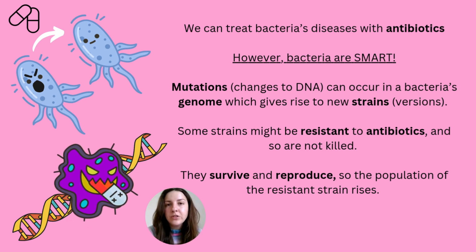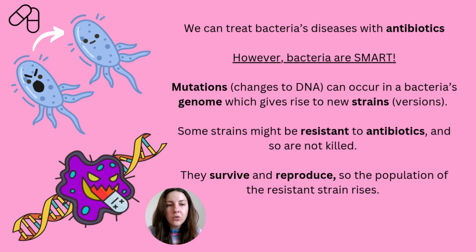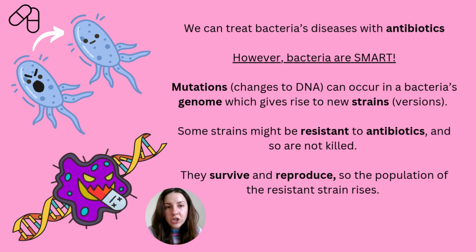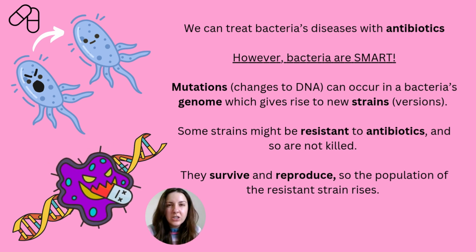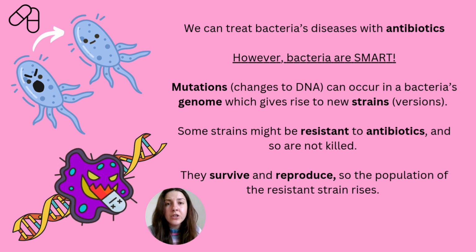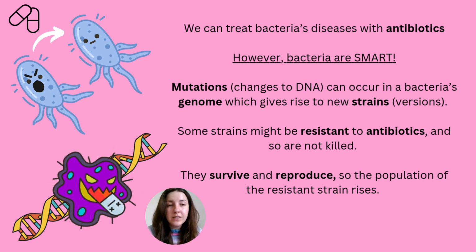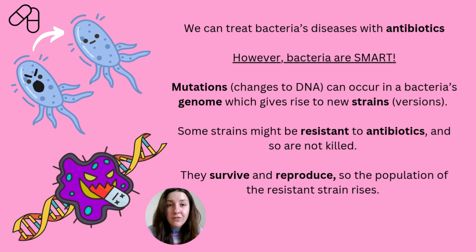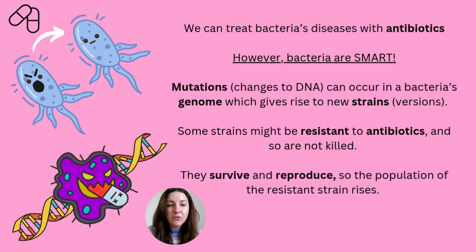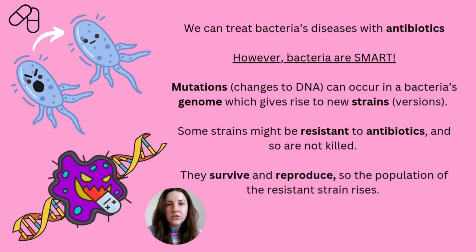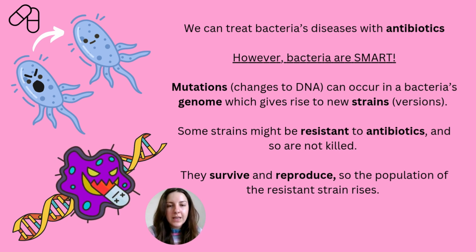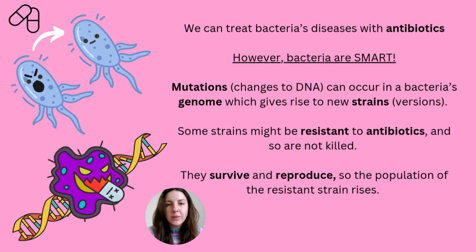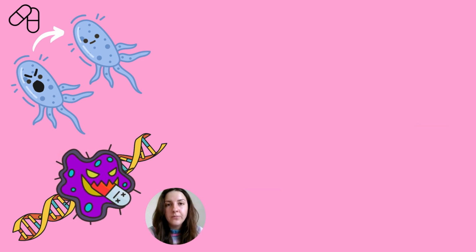So a mutation, remember, is just a change to the DNA, and it can cause the bacteria's genome to change slightly, and it can cause a new strain of bacteria, essentially a new version. And that version of bacteria will be resistant to the antibiotics so that they survive, they're not killed, therefore they can reproduce, pass on those genes, etc. So all of those skills that we've learned about previously with evolution, you want to use the same steps in answering questions about antibiotic resistance here as well.